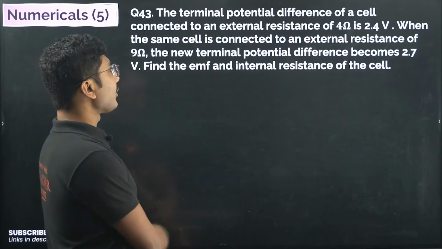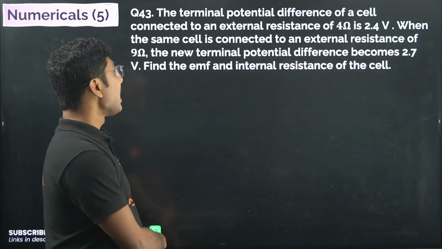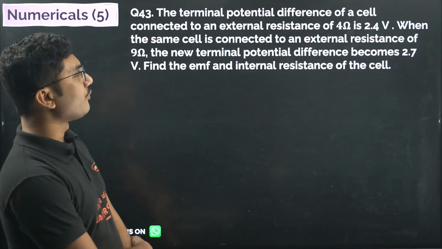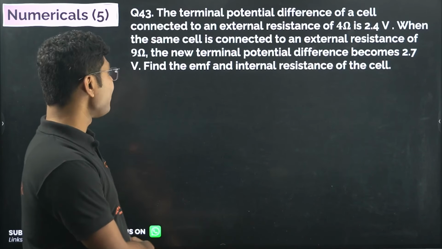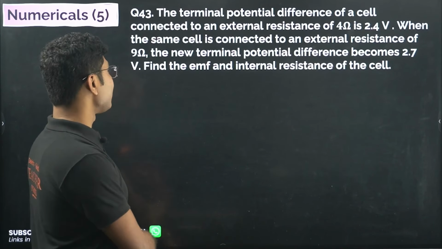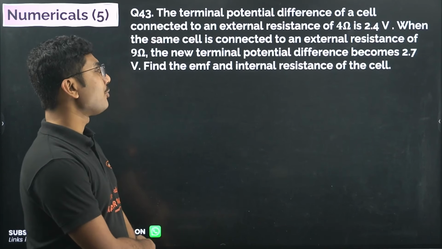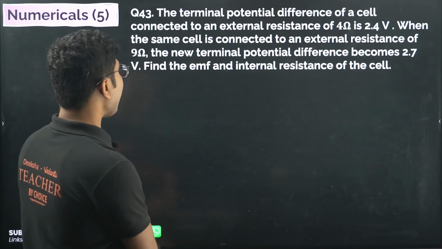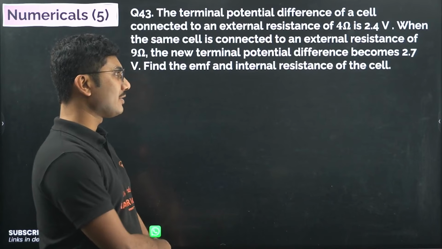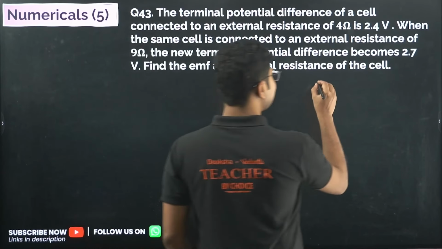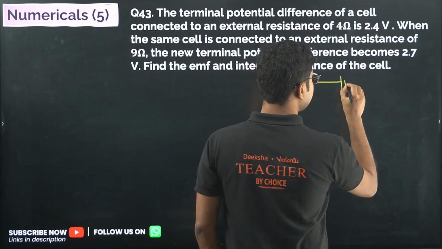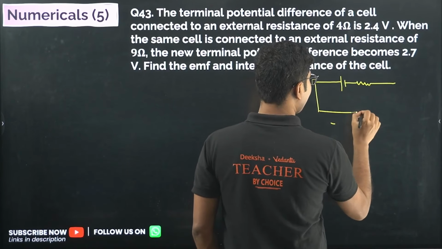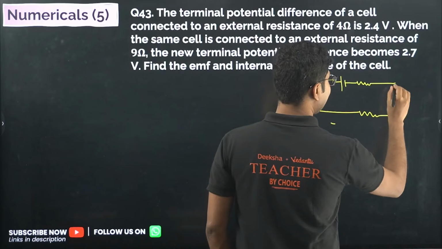The terminal potential difference of a cell connected to an external resistance of 4 ohm is 2.4 volt. When the same cell is connected to an external resistance of 9 ohm, the terminal potential difference becomes 2.7 volt. Find the EMF and the internal resistance of the cell. So first of all, we have a cell. Cell means it has an internal resistance, and you are connecting it across an external resistance, say capital R.